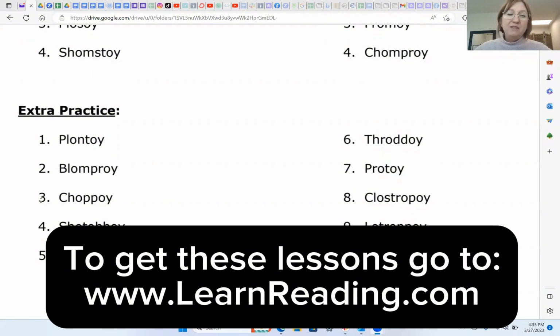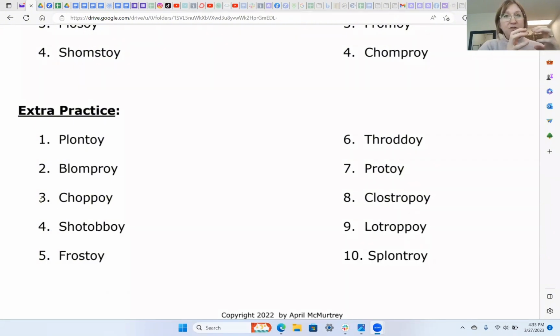OY is a grapheme, it's a vowel team that makes one sound, oi, and it always comes at the end of words. So if you're spelling and you hear oi at the end of a word, you're always going to spell that with an OY. It makes the same sound as an OI. They both say oi, but OI, when you're spelling, is used in the beginning and middle of words. OY is saved for the end, except for very rare instances.